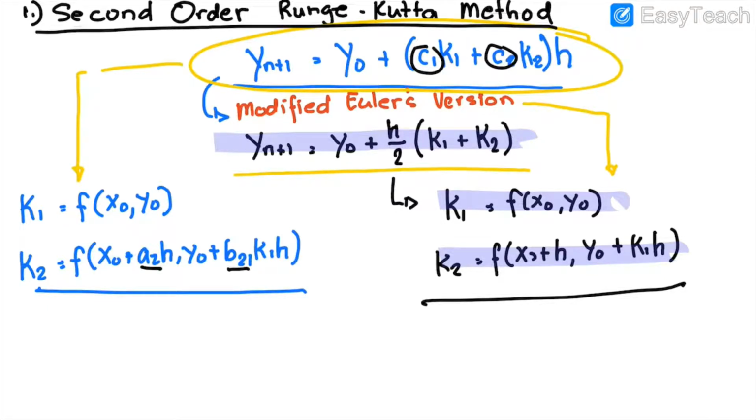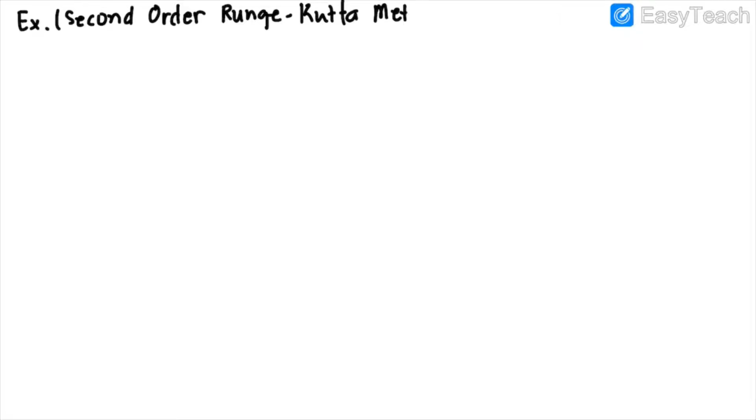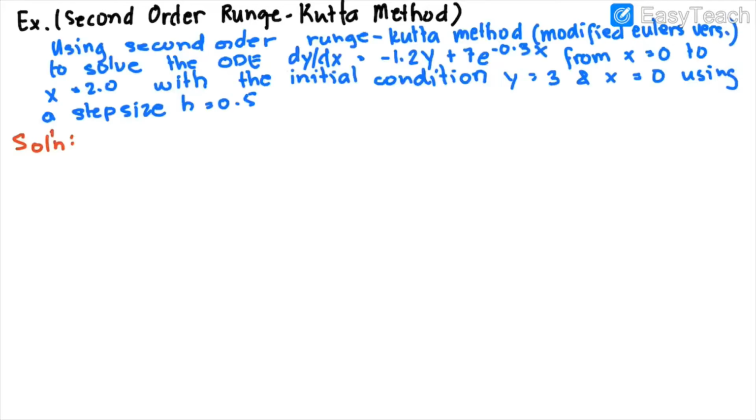So for our example problem under the second order Runge-Kutta method, using the second order Runge-Kutta method, modified Euler's version, solve the ordinary differential equation dy over dx equal to negative 1.2y plus 7e raised to negative 0.3x from x equal to 0 to x equal to 2 with the initial value of y equal to 3 at x equal to 0, using a step size of 0.5.